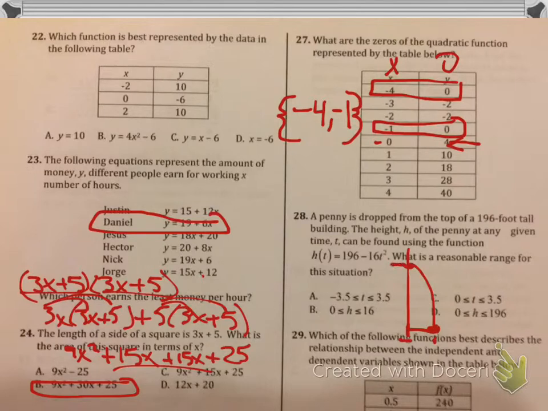The range, though, is here from 196 all the way down to 0. So your range here is D. Obviously, it looks like it takes about 3.5 seconds for it to hit, so C would have been your domain.